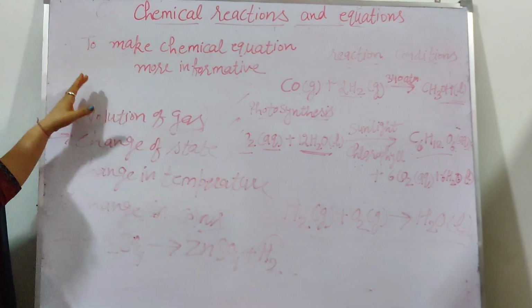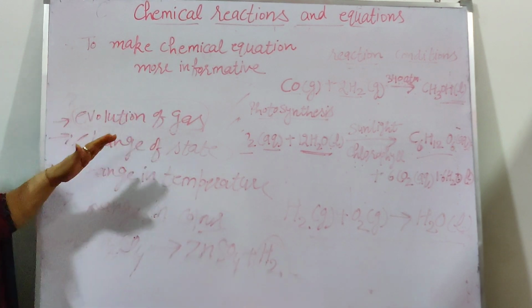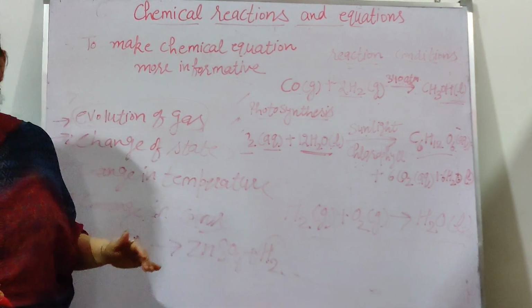This is all about what information a chemical equation gives and what type of changes take place when there is a chemical reaction.